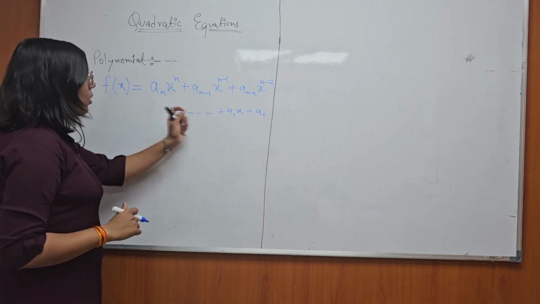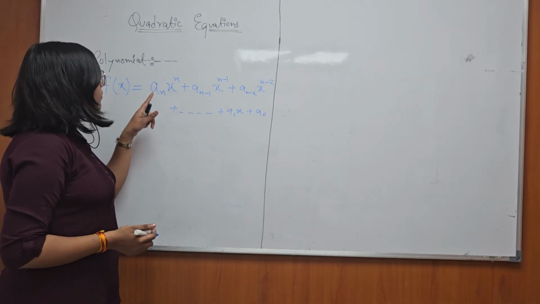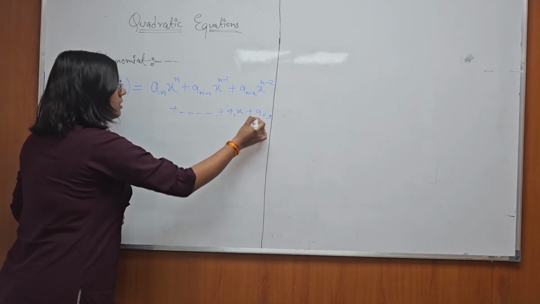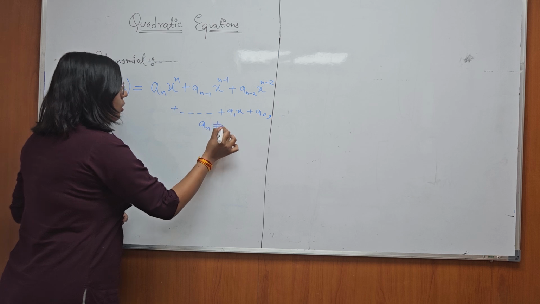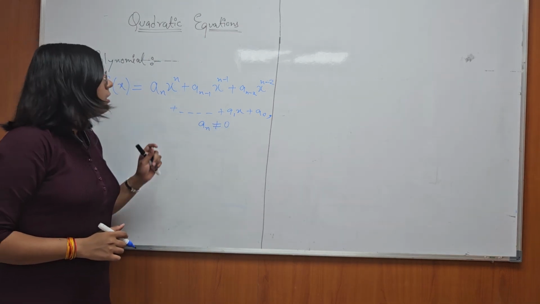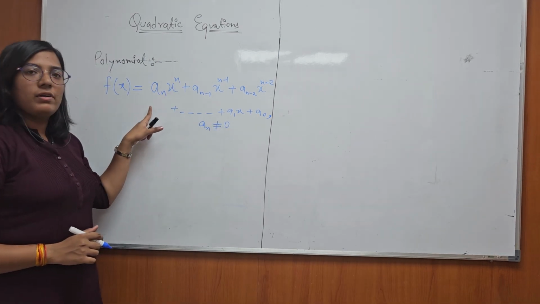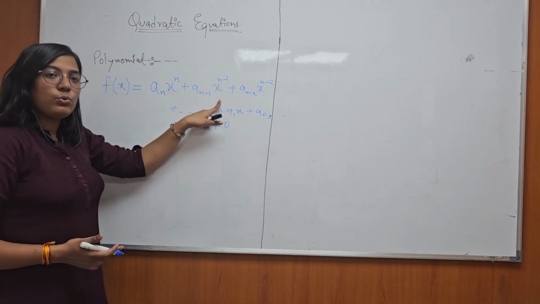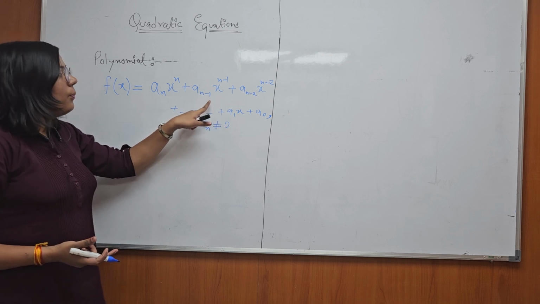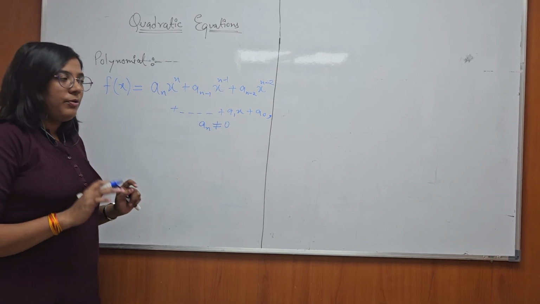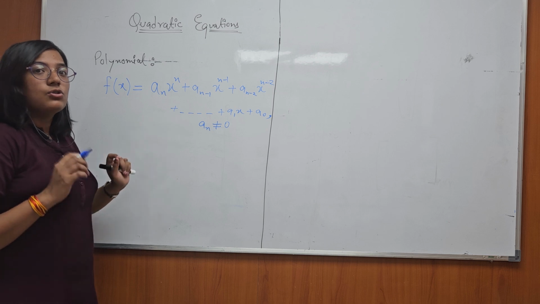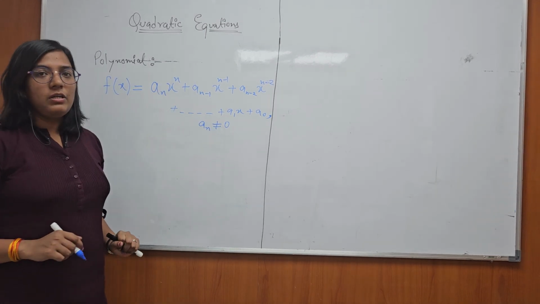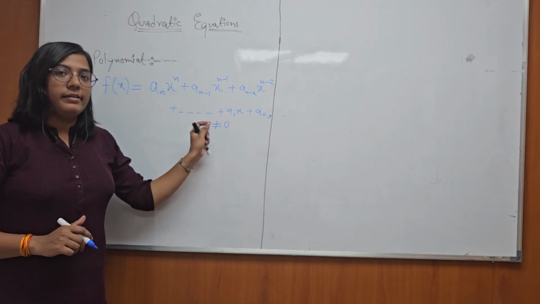Here, for this polynomial to be nth degree polynomial, we want x raised to n to be there, and hence the necessary condition is that a_n should be non-zero. If a_n is 0, then the coefficient of x raised to n will be 0. This term will vanish and we will be left with a_(n-1) x raised to n minus 1, which will make this polynomial of degree n minus 1. And we want the polynomial to be degree n. So for the polynomial to be degree n, we cannot have a_n to be 0. Hence the required condition is a_n is non-zero.